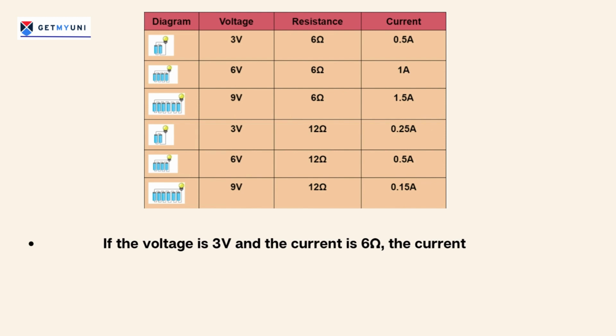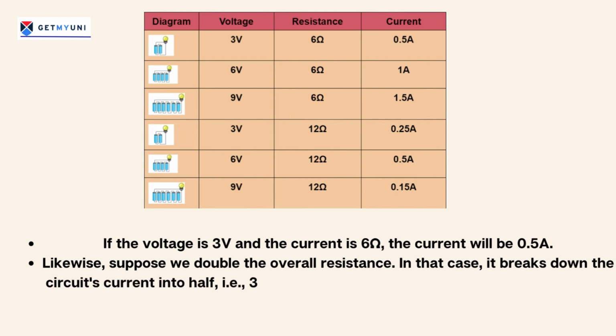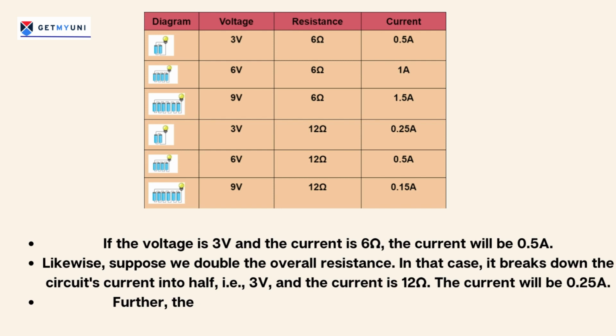Suppose we are tripling and doubling the voltage. In that case, that results in tripling and doubling the circuit's current. That is, if the voltage is 3V and the resistance is 6 ohms, the current will be 0.5 A. Likewise, suppose we double the overall resistance. In that case, it breaks down the circuit's current into half. That is, 3V and the resistance is 12 ohms, the current will be 0.25 A. Further, the relationship between voltage and current is V directly proportional to I.